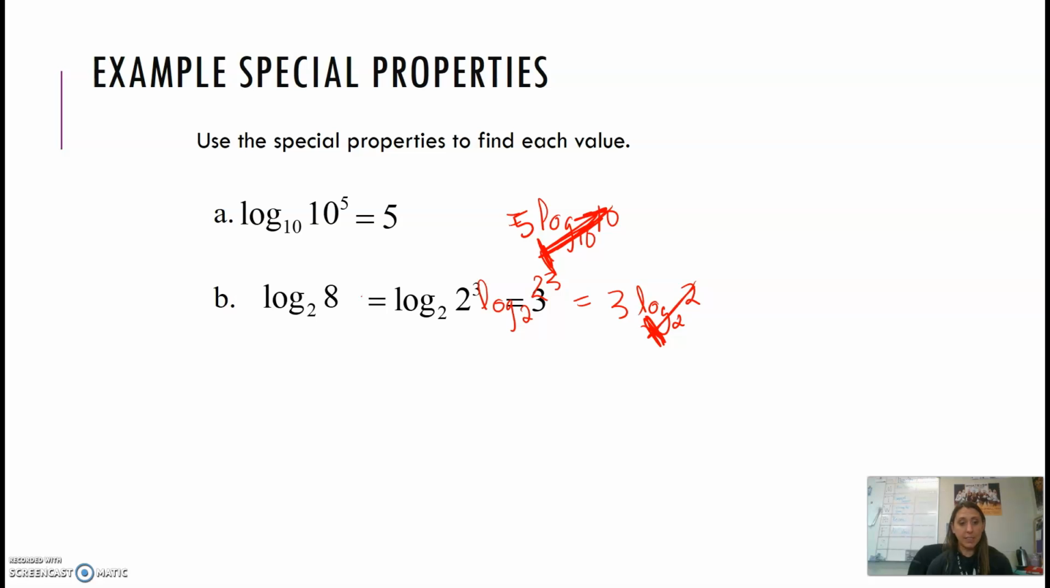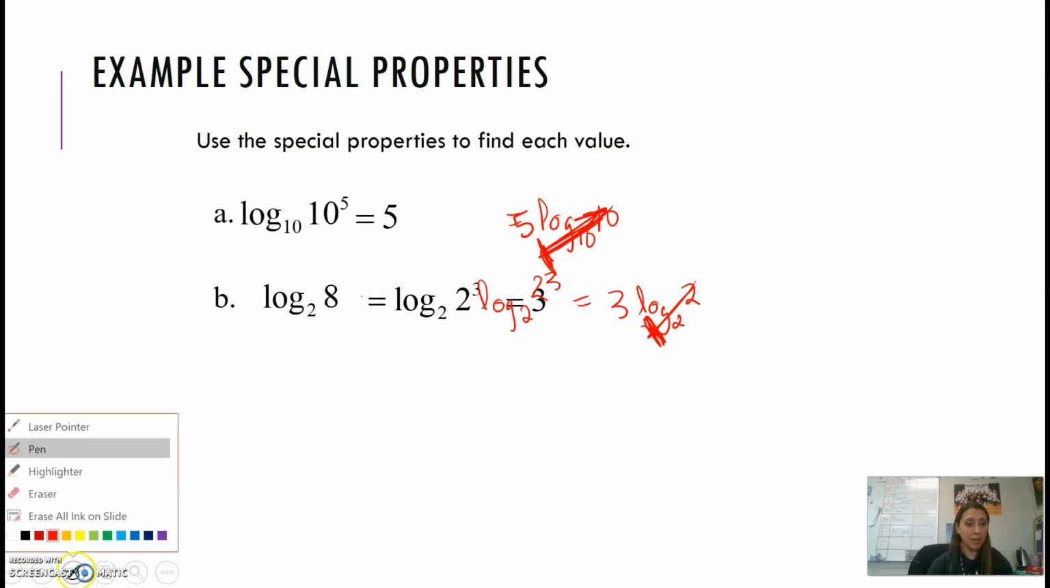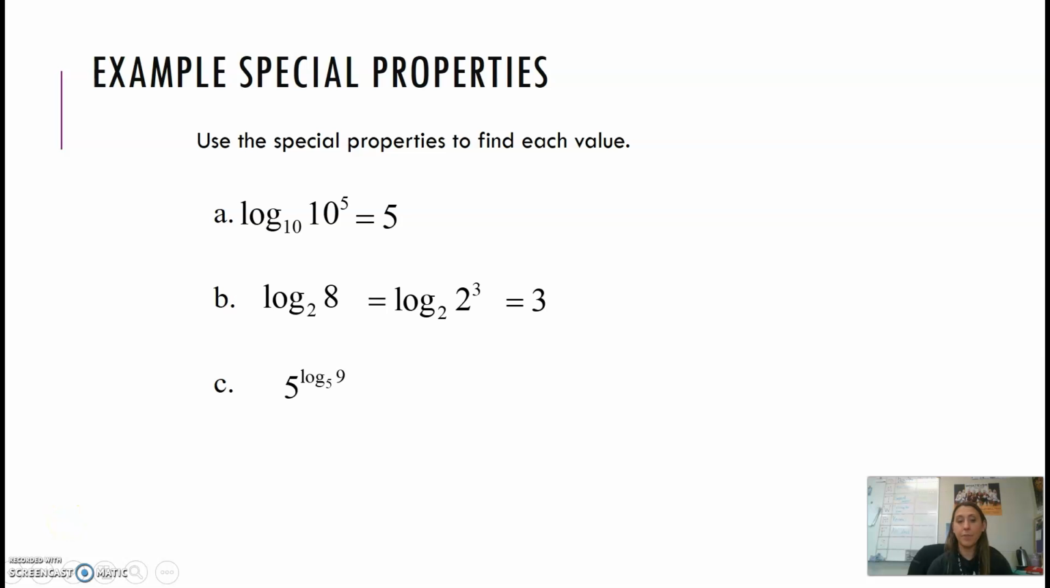You can't really see it. Hold on. Let's see if I can get that to go away. I'll just erase all of it. Okay. All right. So then this one, when we have a base taken to some log of the same base, this turns into a 1, and I'm left with 9. So then my answer is 9.